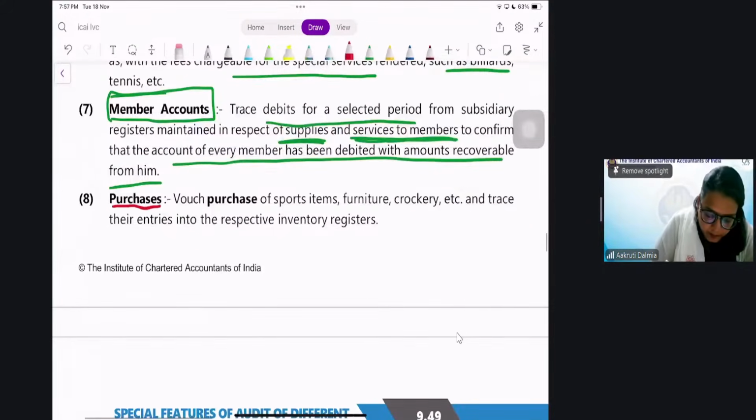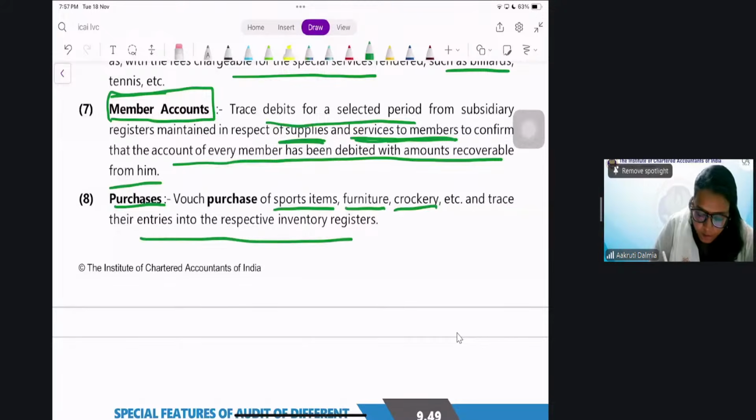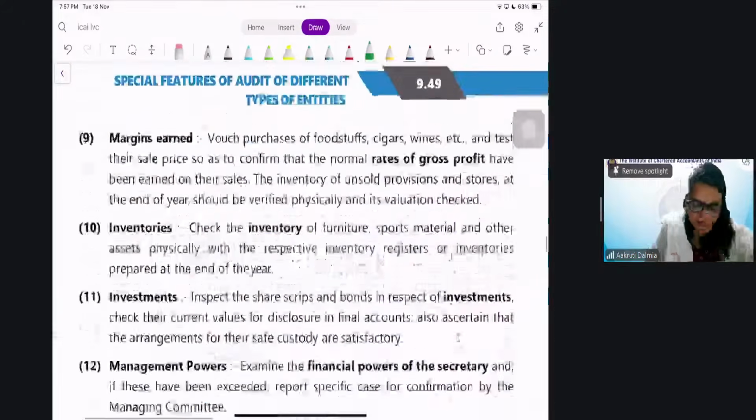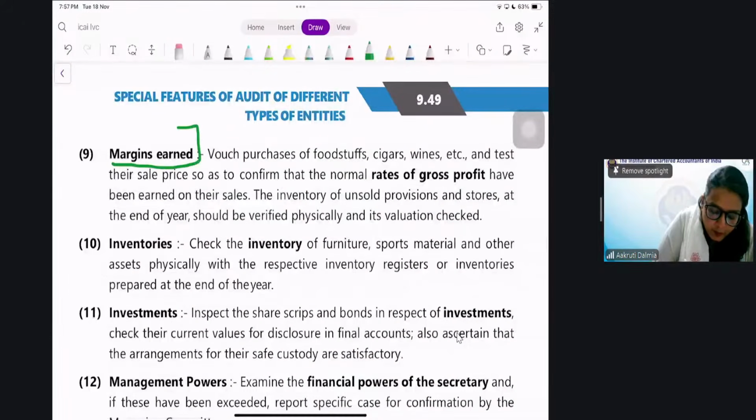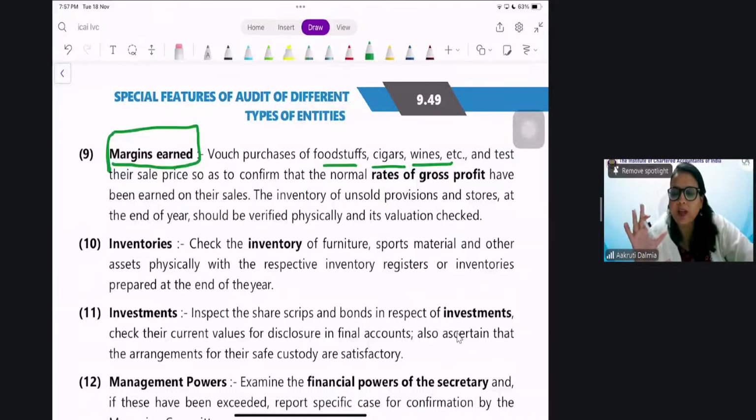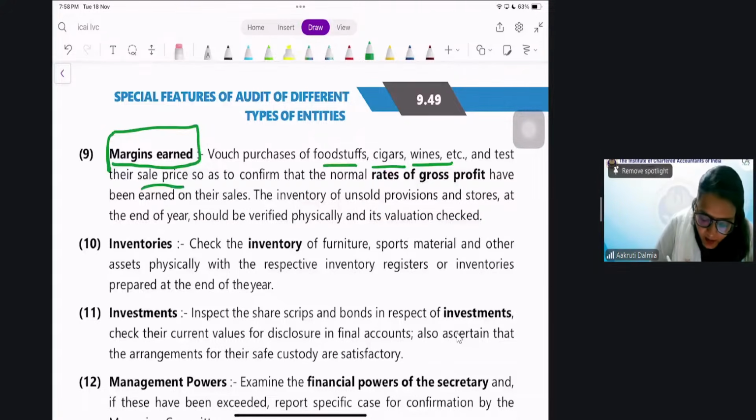Then purchases. As an auditor, we need to check all the purchases like sports items, furniture, crockery, etc. from the inventory registers. If you are earning anything from the pricing, so food, cigar, wine, etc. That's why I told you all these old-style officers' clubs, gymkhanas, where people go and drink, have cigars, wine, all those things. Test their sale price to confirm that normal rates of gross profit have been earned.